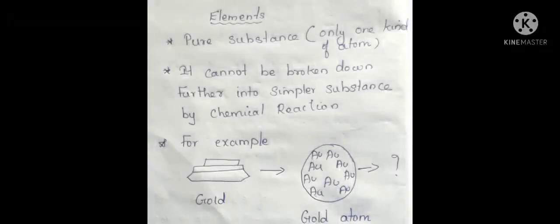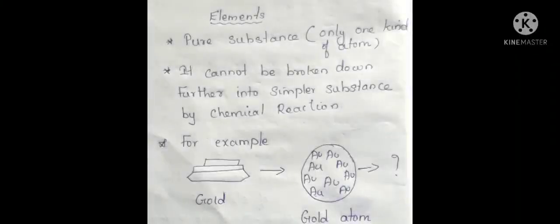Here is an example. Consider the element gold. When you see the structure of gold, it is made up of only one kind of atom, that is the gold atom. No other atoms, no different kinds of atoms are there. Hence, gold is considered an element. Aluminium is an element. If you view the structure of aluminium, you can see only the aluminium atom.